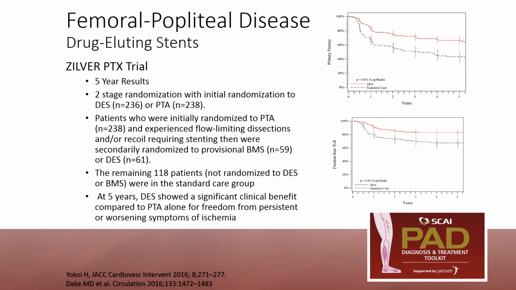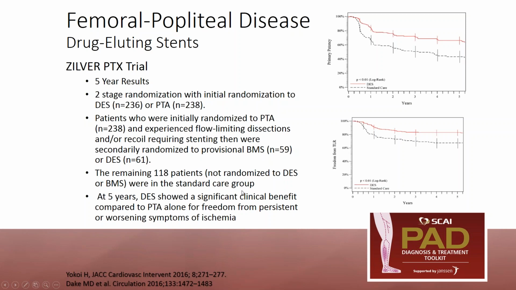What about drug-eluting stents? Zilver PTX is the only commercially available drug-eluting stent on the market at this time. We have 5-year data from this, looking at a 2-stage randomization. This was the big Zilver PTX trial. Initial randomization was to DES or PTA alone. Patients who were initially randomized to PTA and experienced flow-limiting dissections or recoil then went on to stenting, and were secondarily randomized to provisional stenting with bare metal versus DES. So it's kind of a 2-stage study. The remaining 118 patients not randomized to DES were in the standard care group.